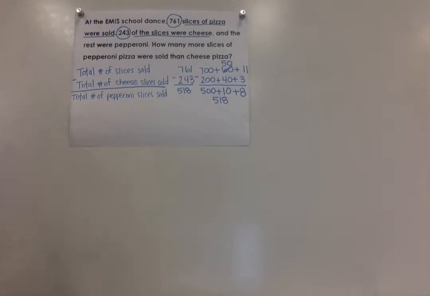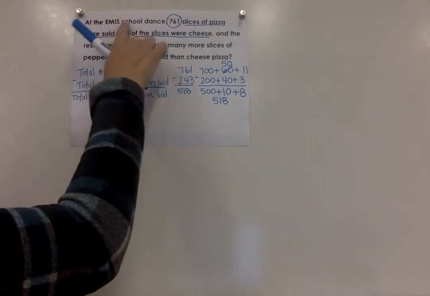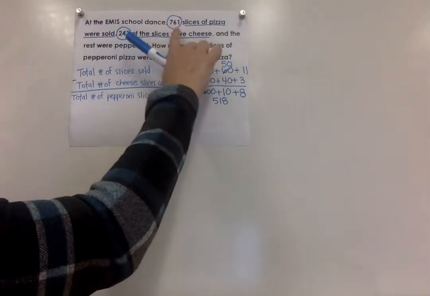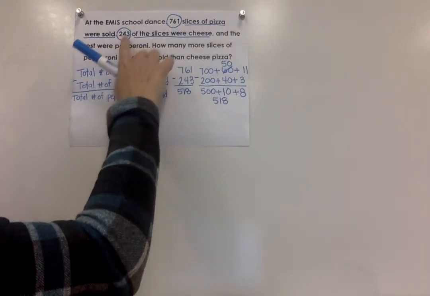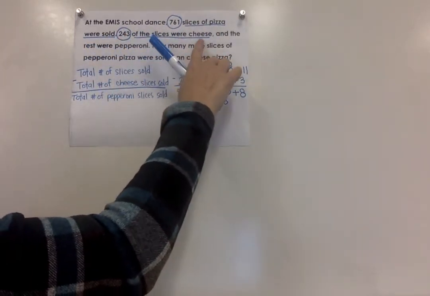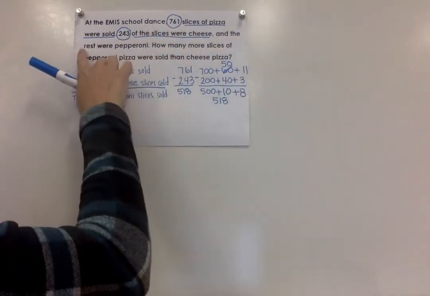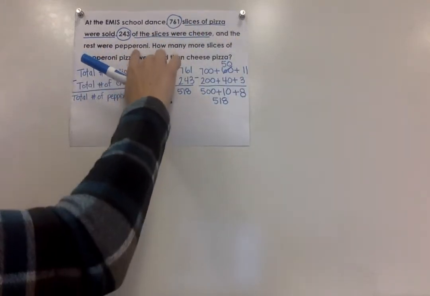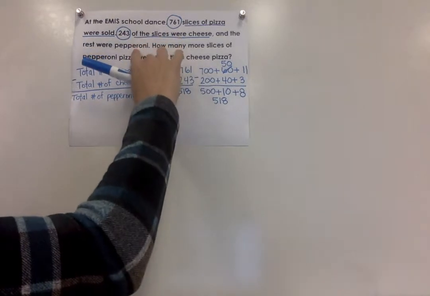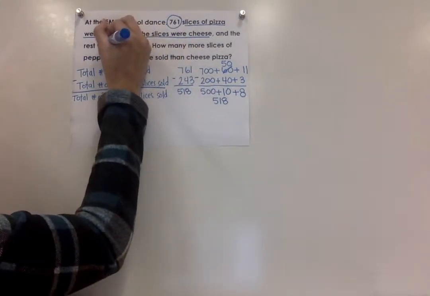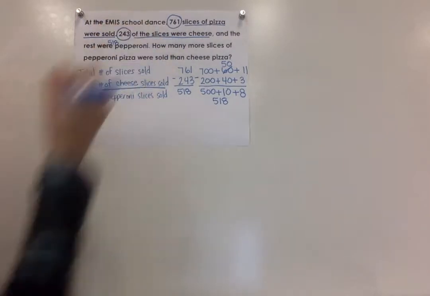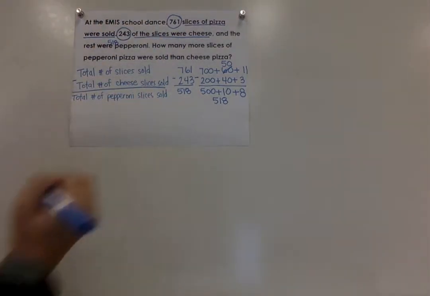Well, is that my answer? Is that the question we're asking? Let me go back. I forgot. Let's go back to the top. At the EMIS school dance, 761 slices of pizza were sold. 243 of the slices were cheese, and the rest were pepperoni. Oh, we know how many pepperoni slices there are now, don't we? We know that there were 518, so I'm just going to write 518 right here to help me remember.